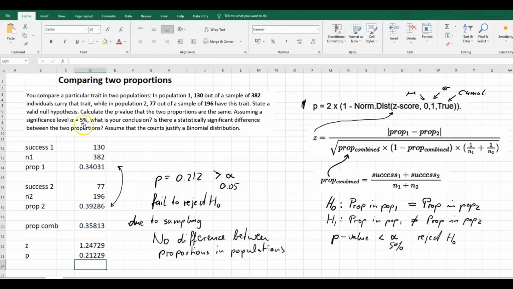So this is how you can check whether two proportions are similar, either with Excel or with an online calculator. I hope this makes sense, and thank you very much for watching.